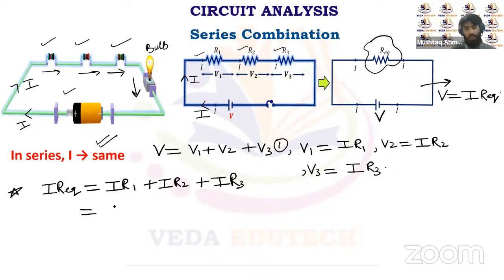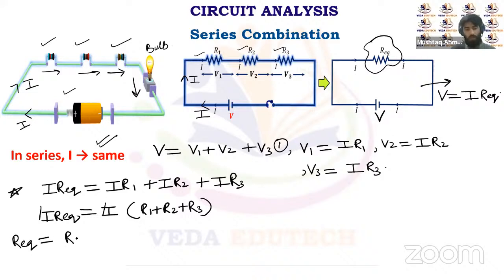Or we can rewrite it, taking I as common, as I times R1 plus R2 plus R3, which will be equal to I times R equivalent, right? Now this I and I will get cancelled, because it is the same current flowing through the equivalent circuit and through the circuit before. So R equivalent will be equal to R1 plus R2 plus R3, right?